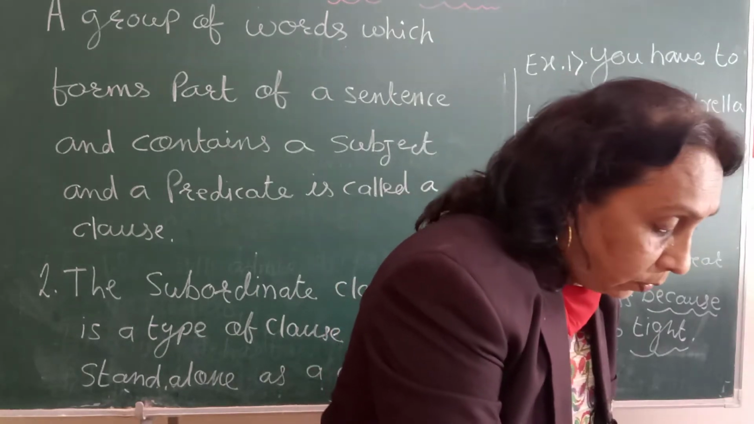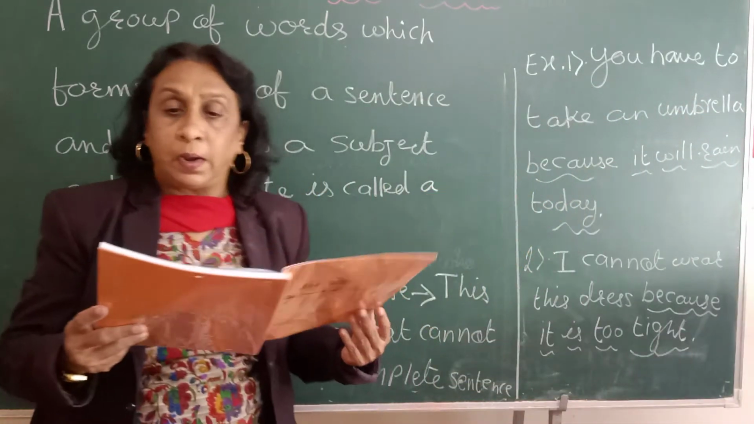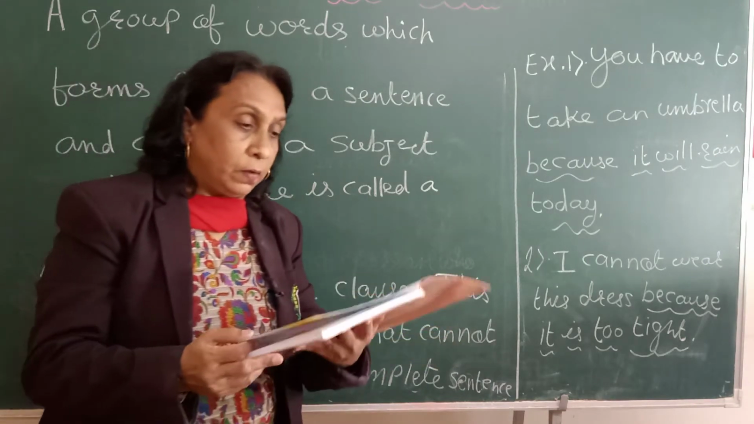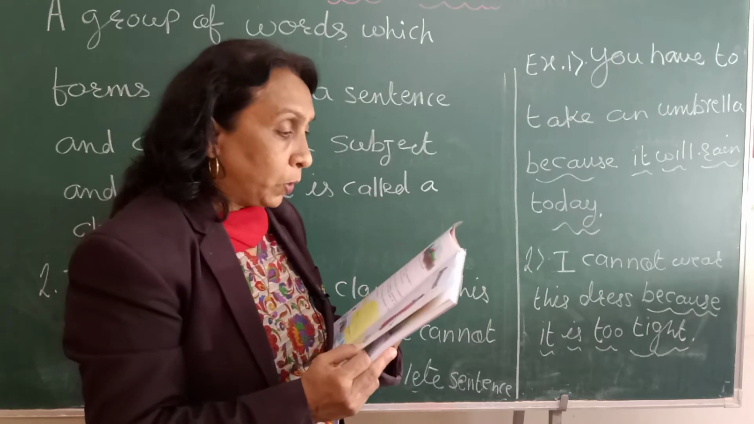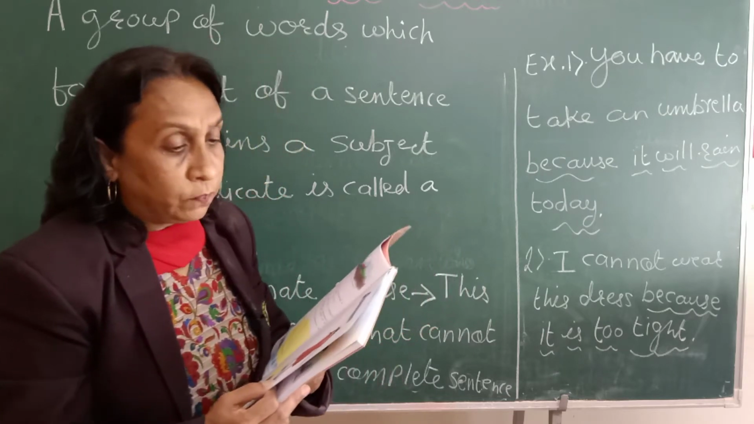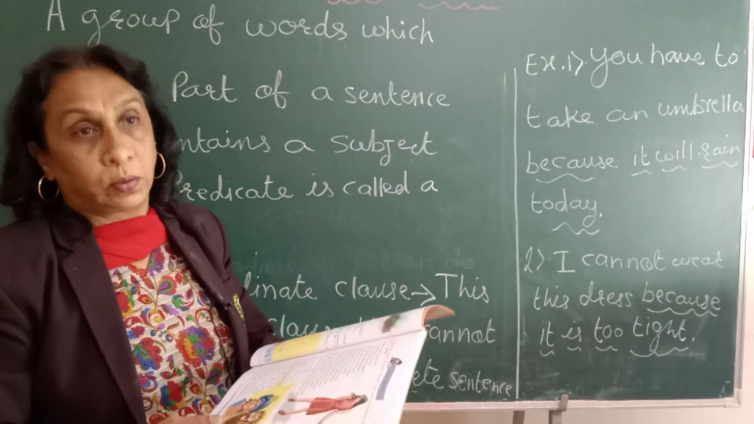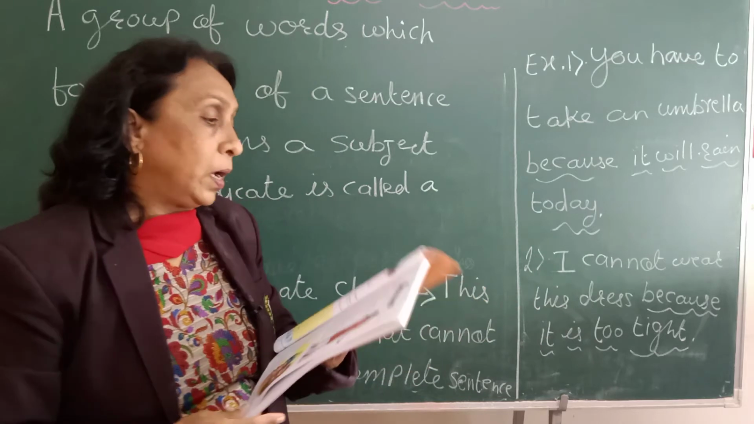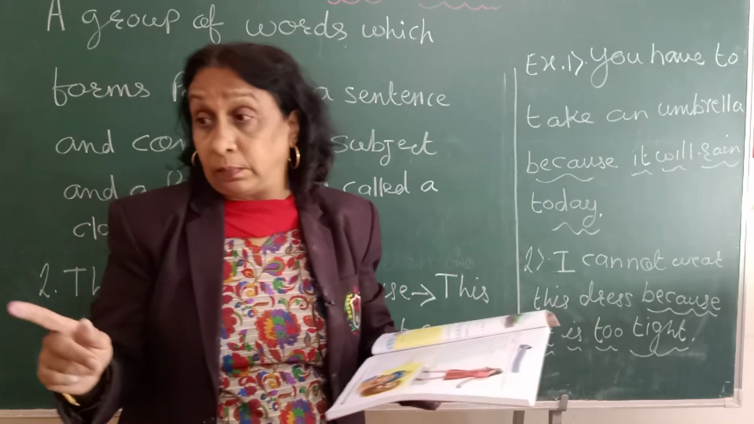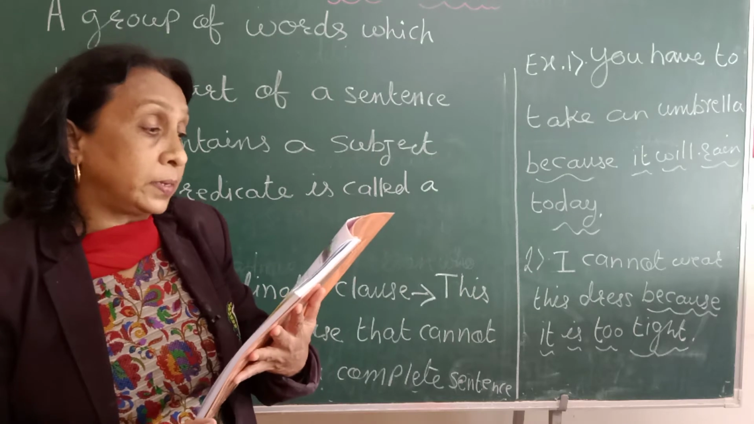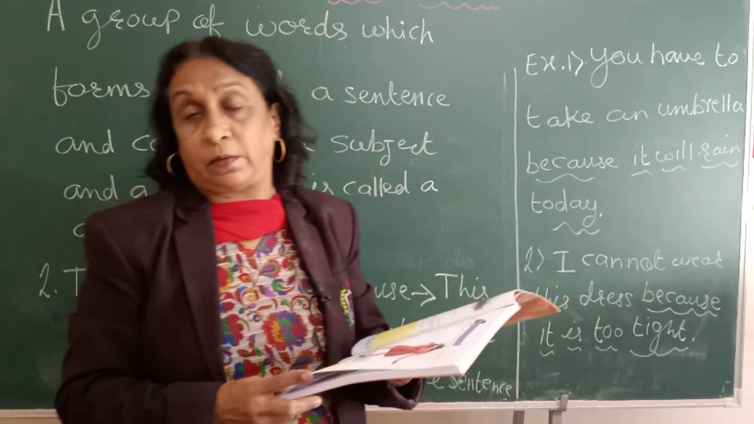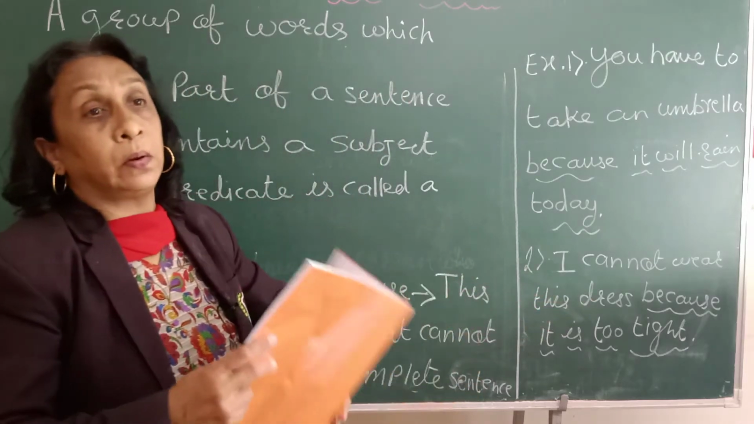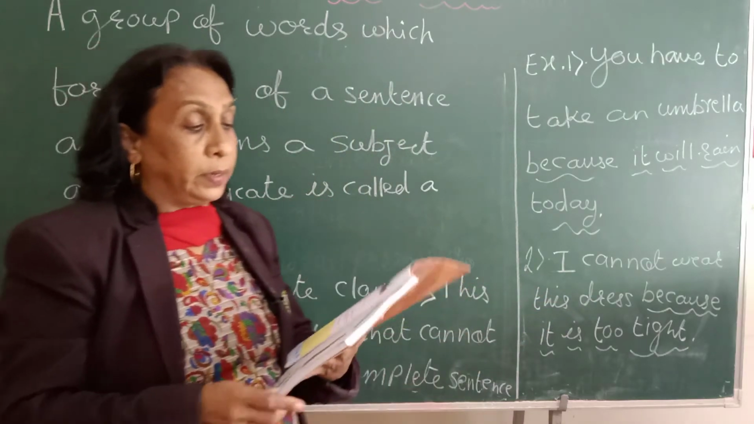Now in your textbook, take out page number 5. There are two exercises in that. First one is: say whether the group of words italicized in the following sentences are phrases or clauses. Some sentences are written a little differently. You have to identify whether it is a phrase or a clause. Now, Neha sang a lovely song. A lovely song is italicized. Understood?